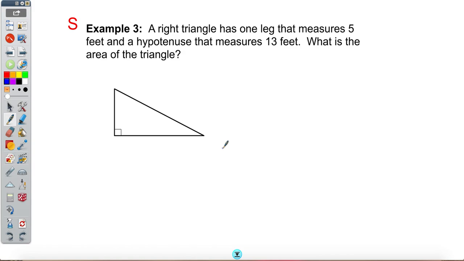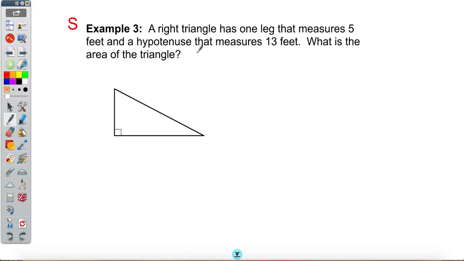Alright, so a right triangle has one leg that measures 5 feet and a hypotenuse that measures 13 feet. What is the area of the right triangle? So, this question is asking you to do 2 different things. So let's start with the first one.